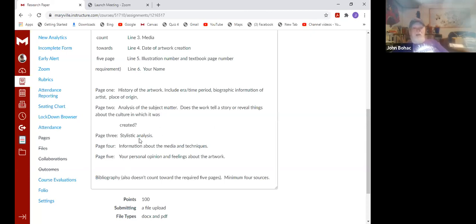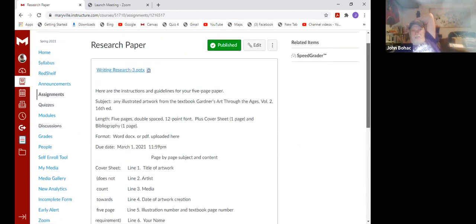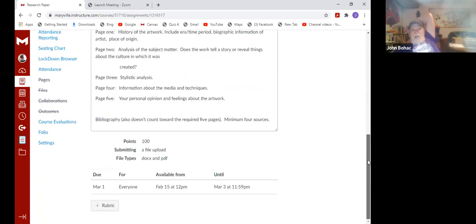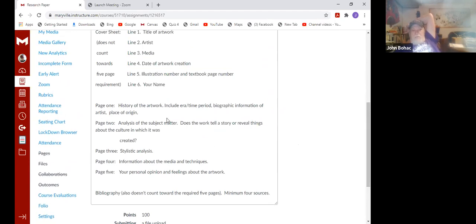That's the subject matter. Stylistic analysis would be about why it is that there's no central focal point, which comes out of Mannerism, the strong contrast, the unnatural colors, and so on. I have a list here of formal analysis stuff too that I'll put on there to help you out. Information about the media and techniques.